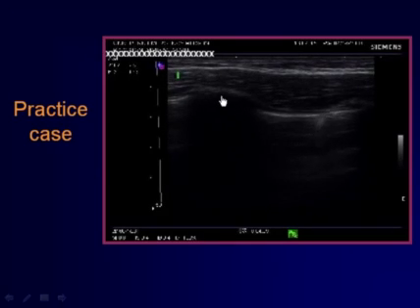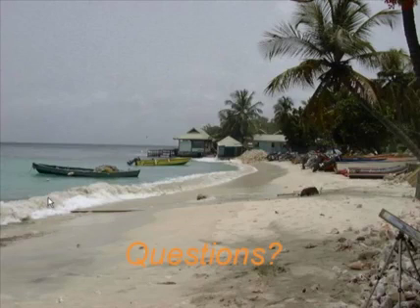Here we have a rib with shadowing, another rib with shadowing over here, and right here pleural sliding can easily be appreciated. So that's the conclusion of this section on pneumothorax.